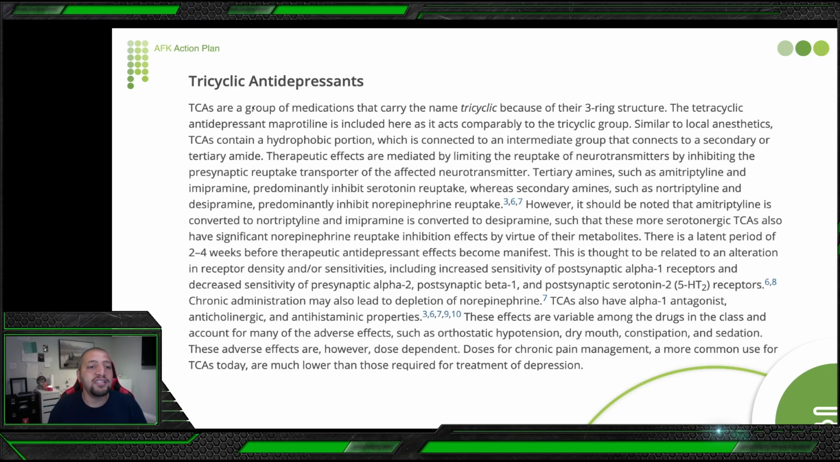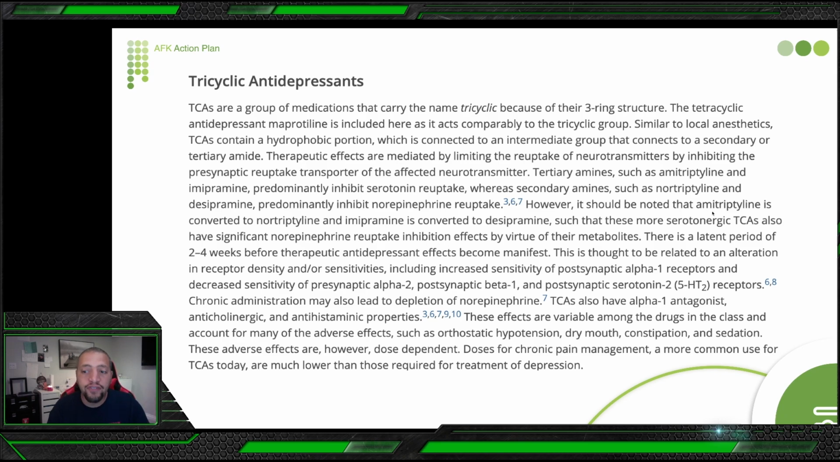TCAs are a group of medications that carry the name tricyclic because they have a 3-ring structure. I don't think this is important for us. Tertiary amine, whatever, and then they noted that amitriptyline, which is the main drug in this category, is converted to nortriptyline, and imipramine is converted to desipramine, such that these are serotonergic. TCAs also have significant norepinephrine reuptake inhibition.